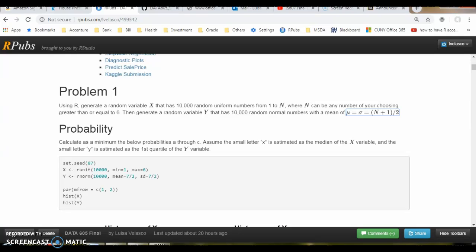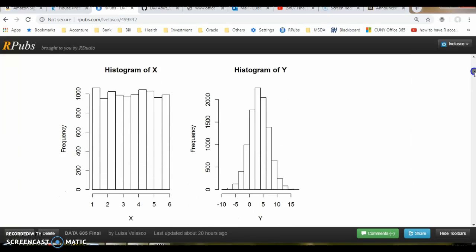For problem 1, we have two sets of variables. We have x and y. X being the uniform numbers between 1 to 6 and having 10,000 numbers. And for y, we have random normal numbers having the same mean and standard deviation. Histograms for both of them are laid out on the screen.